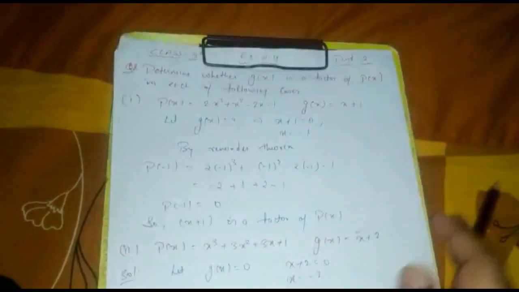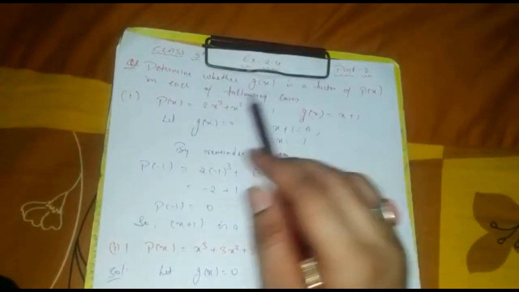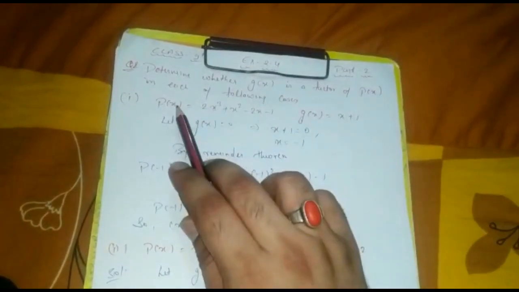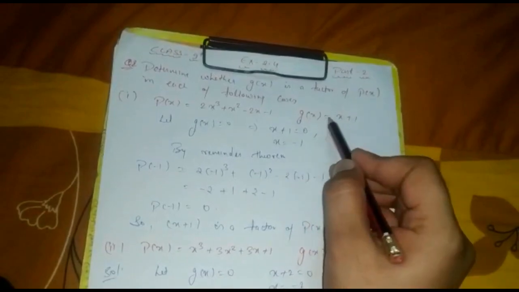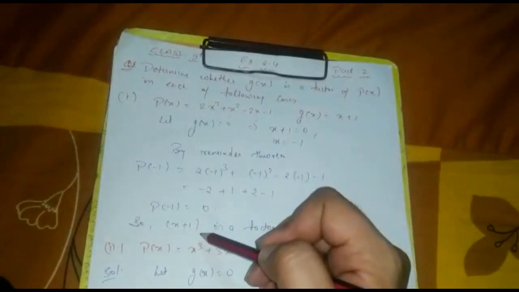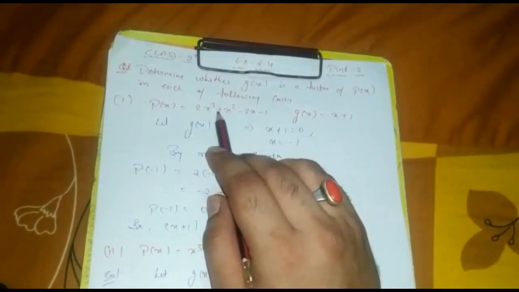Now in our previous question we discussed that g(x) is the same for all the questions, and we have to check whether g(x) is a factor of this polynomial or not. Now in this question, g(x) changes with respect to the question, and we have to check whether g(x) is a factor of the given polynomial or not. So the process is the same.